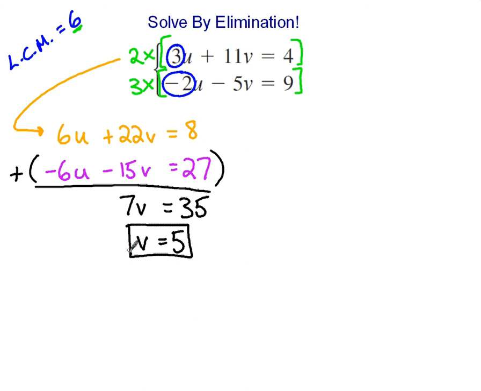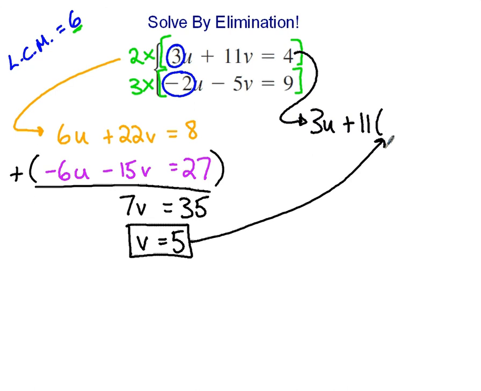Now, how are we going to find u? We've got lots of options. Really, we want to just plug that back into one of the original equations. So either the first or the second. It doesn't matter which one. Let's just go with this first one. Okay, so we have 3u. That's the u we want to figure out. Plus 11 times the value for v that we already have. That's going to be this number right here. I'll just remove that arrow. So that's 11 times 5. And that equals 4. So no problem.